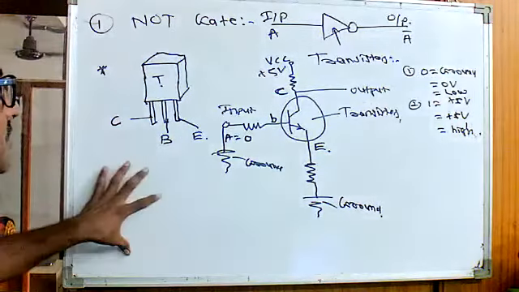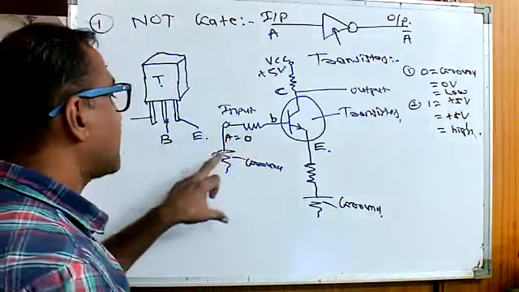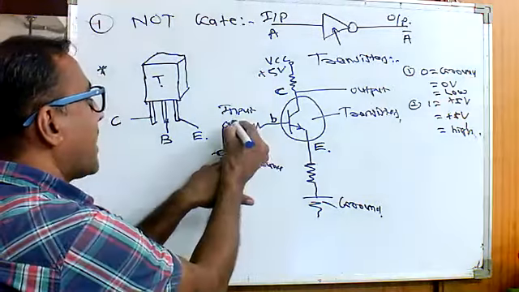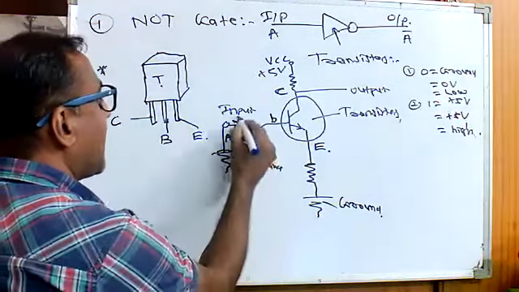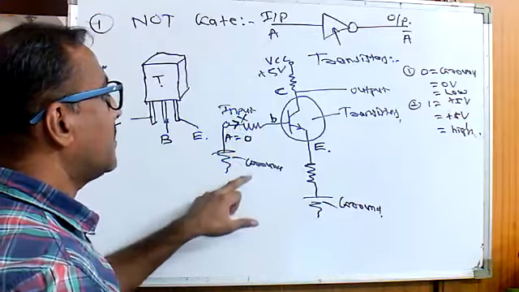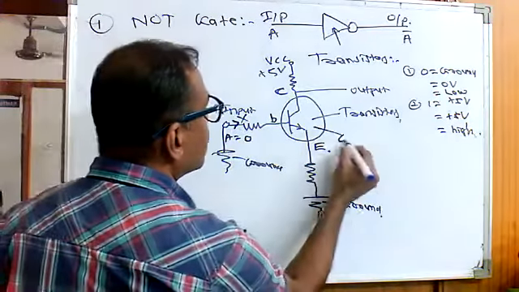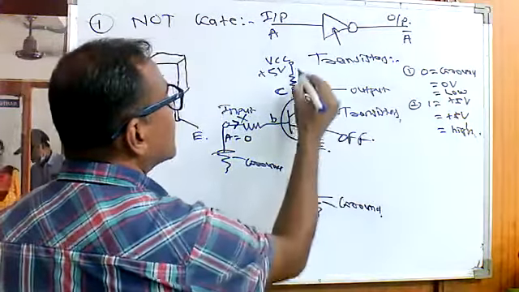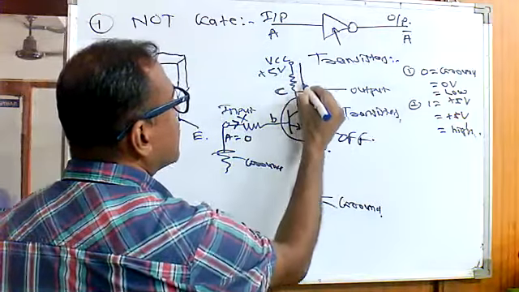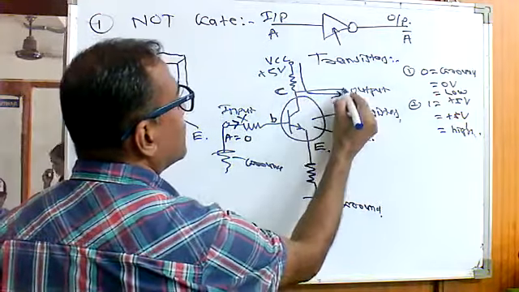So the transistor has what as a base bias? When the base bias signal is not applied, meaning 0, ground, the transistor is off. So plus 5 volt is collected through the output side.